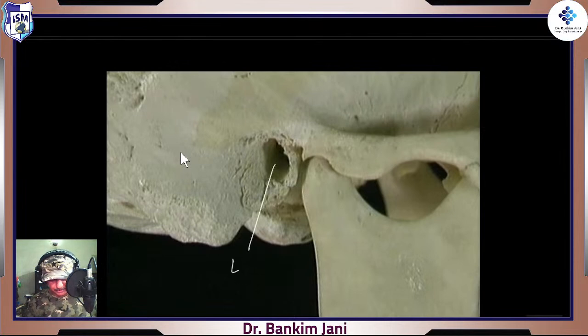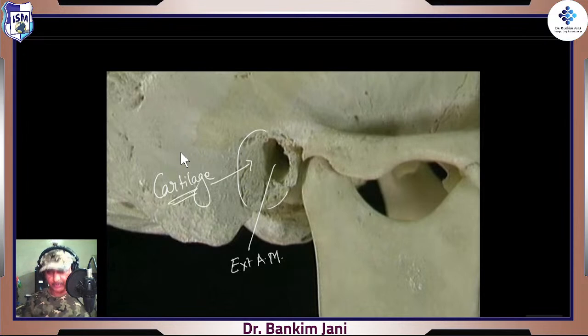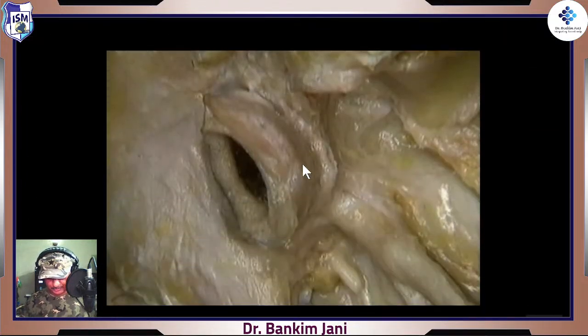This is the external acoustic meatus, I'll write it in short. And that's where the cartilage is attached, right? That's the cartilage attachment. So here the cartilage is, right? Meantime, this is, say, our temporomandibular joint, correct? And that's the mandible, right? This is the mandible. See, due to this, when we go for the real dissection, right?